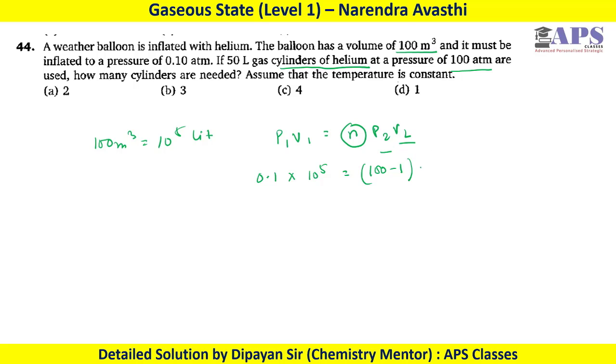And the volume of the cylinder is 50 liter. n is the number of cylinders we are going to use. If we solve this, n will become 2.02, which is near to 2. So option A will be the correct option.